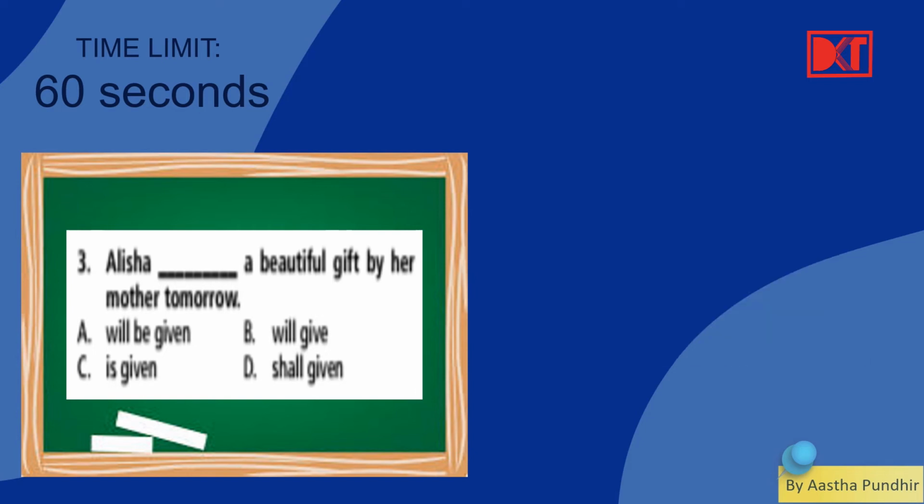Okay, here: Alicia dash a beautiful gift by her mother tomorrow. Tomorrow, we're talking about the next day. First of all, let's see the verbs having the V3 form. Here in B we do not have a V3 form, so this anyway gets cancelled. Now for the others, we're talking about tomorrow, so future tense. The correct answer is A. Will be given. Alicia will be given a beautiful gift by her mother tomorrow. Now here you see C is given. This talks about present. Shall given, here we don't have be in the middle. So this is also incorrect. Correct answer is A.